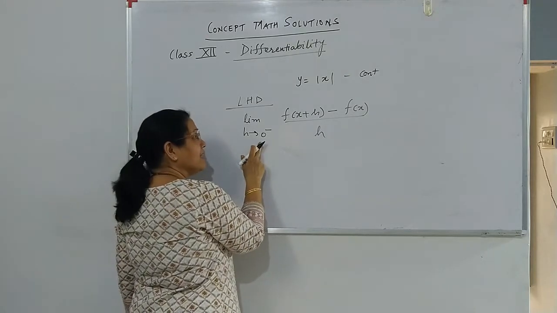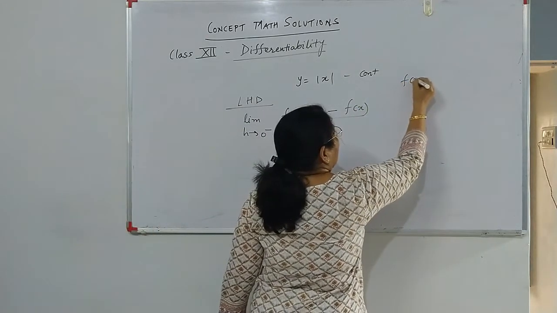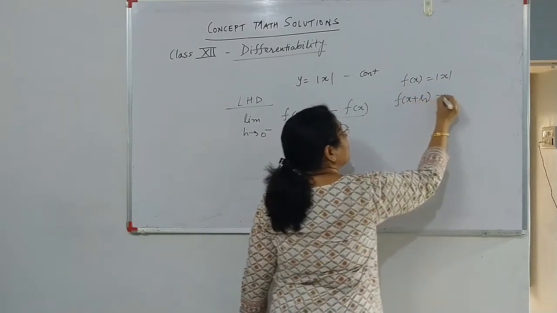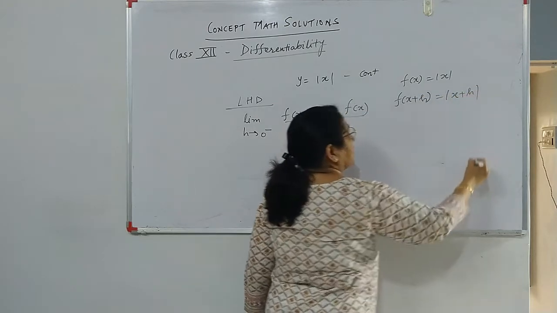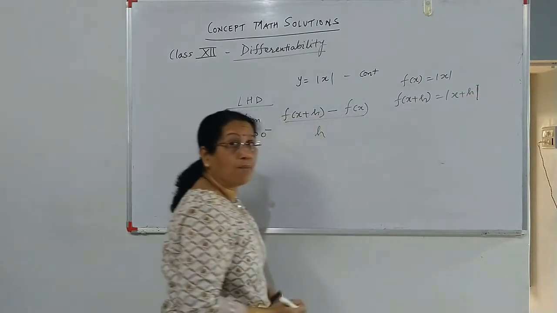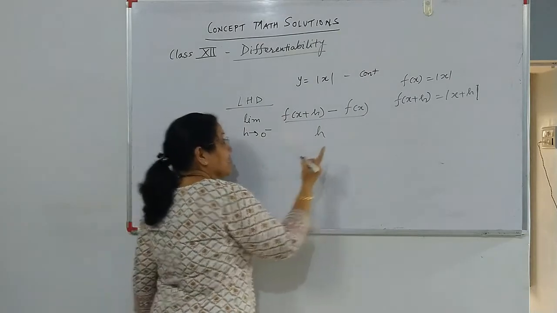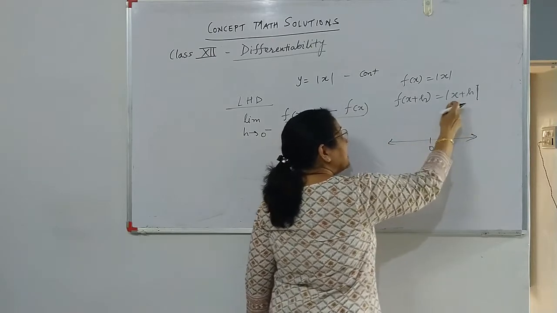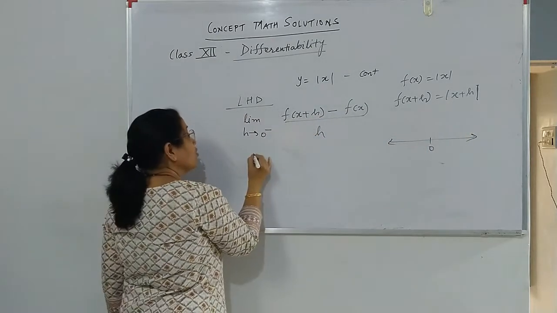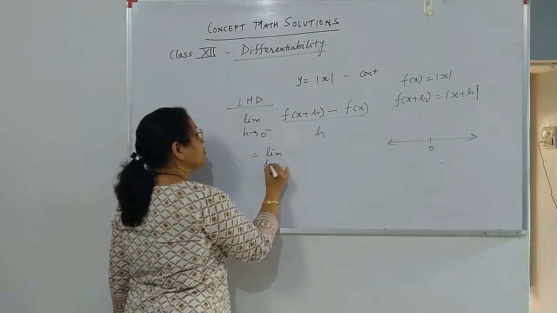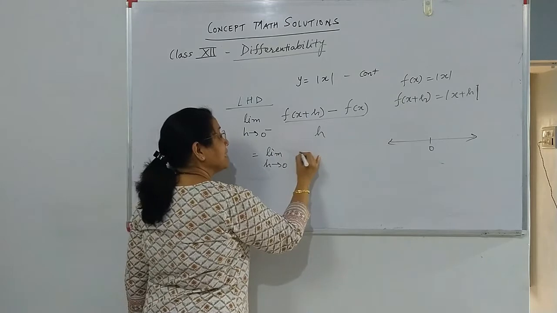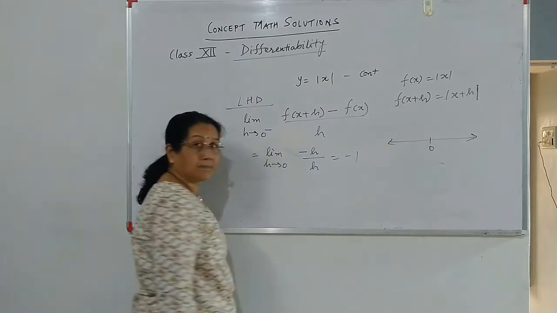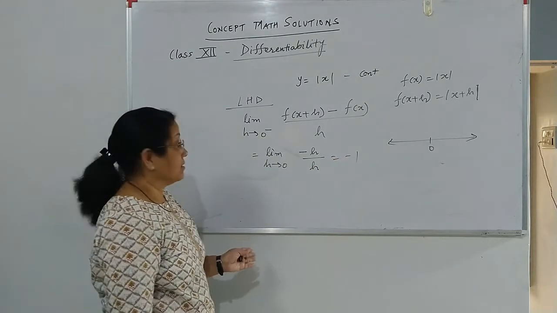Now f of x is modulus of x. So we all know f of x plus h is going to be modulus of x plus h. Now it tends to 0 from left, that is, it is on the left of 0, which means it is less than 0. So you will have limit h tends to 0 of minus h upon h, and that's minus 1 because it's on the left of 0.